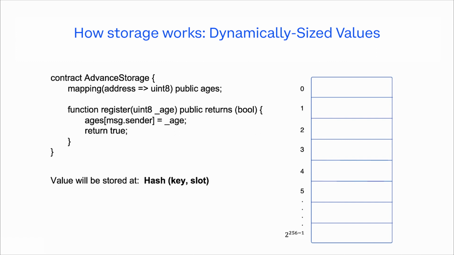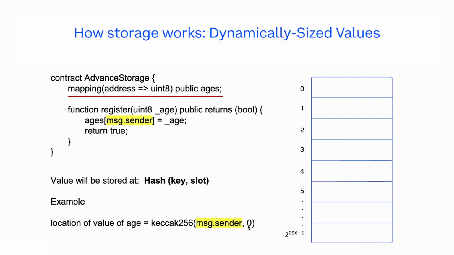For that reason, Solidity allocates the values in the slots in a different way. Basically, it hashes the key and the slot position. For example, in the last exercise, we created an advanced storage contract and we were using the address of the sender as the key. It means that the location of H will be the hash of the sender and the slot 0 because the mapping is located in the slot 0.